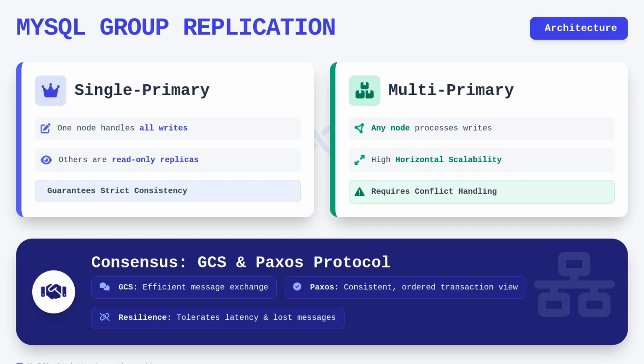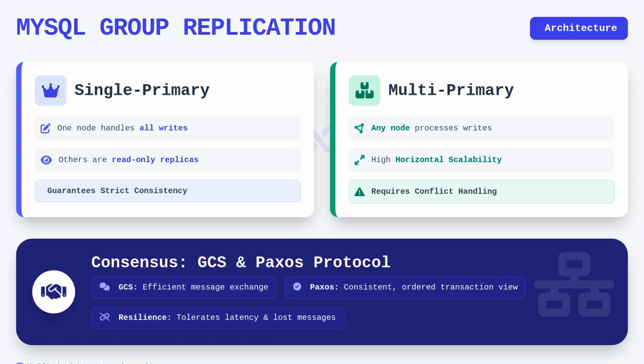At the heart of this architecture lies Group Replication, which facilitates state machine replication among a group of independent MySQL instances. We must distinguish between single primary and multi-primary modes, because the choice significantly impacts how your application writes data to the cluster. In single primary mode, only one node in the group is designated to accept write operations, while other nodes function as read-only replicas to guarantee strict consistency.